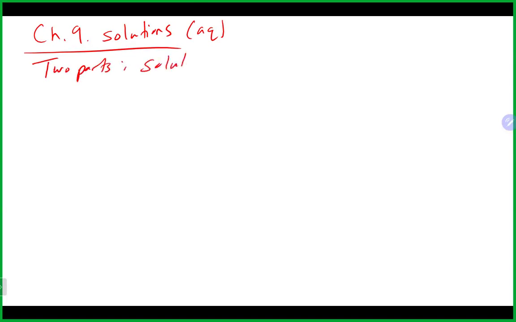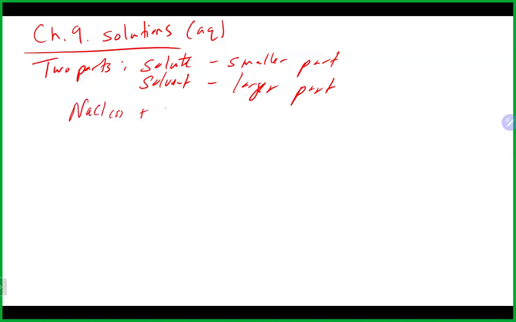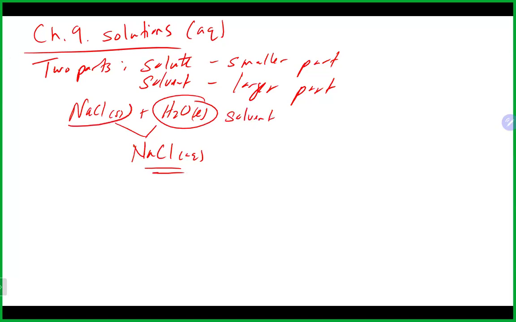There's the solute, which is the smaller part of the solution, and there's the solvent, which is typically the larger part of the solution. As we talked about last time, because it is a mixture, a lot of times we take a solid, for example, and dissolve it in something like water. So if we put solid sodium chloride and pure water together, we would get a sodium chloride solution. Here, the water would be the solvent, and the sodium chloride would be the solute.